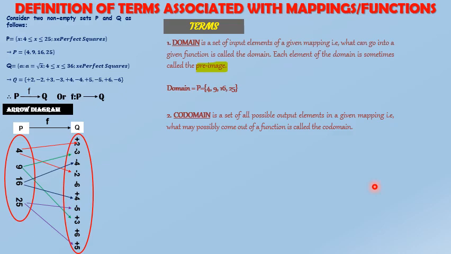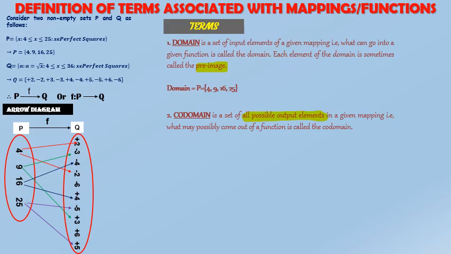So what do we mean by this? Now, your output set, all possible output elements in that set, is referred to as your what? As your codomain. So please take note of that. We said what? All possible output elements, which simply means the entirety of all the elements of your output set. We call it what? The codomain.